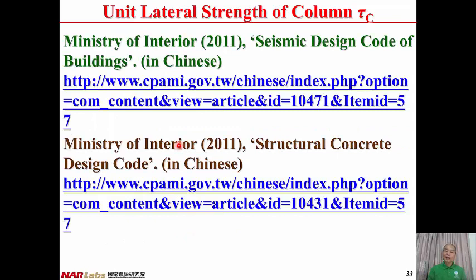And here's the reference for this lecture. The first one is the Seismic Design Code of Buildings, published in 2011 by the Ministry of Interior. And it can be downloaded from this link. And the second one is the Structural Concrete Design Code, published in 2011 and also by the Ministry of Interior. And you can download this without any charge from this link.